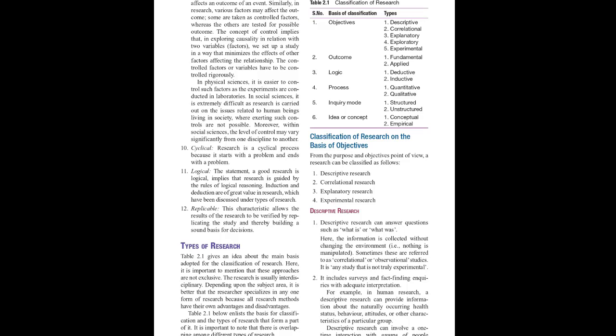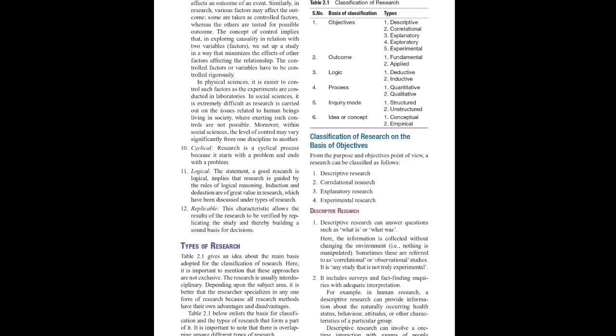Table 2.1 Classification of research. Basis of classification, types. 1. Objectives: 1. Descriptive, 2. Correlational, 3. Explanatory, 4. Exploratory, 5. Experimental. 2. Outcome: 1. Fundamental, 2. Applied. 3. Logic: 1. Deductive, 2. Inductive. 4. Process: 1. Quantitative, 2. Qualitative. 5. Inquiry mode: 1. Structured, 2. Unstructured. 6. Idea or concept: 1. Conceptual, 2. Empirical.